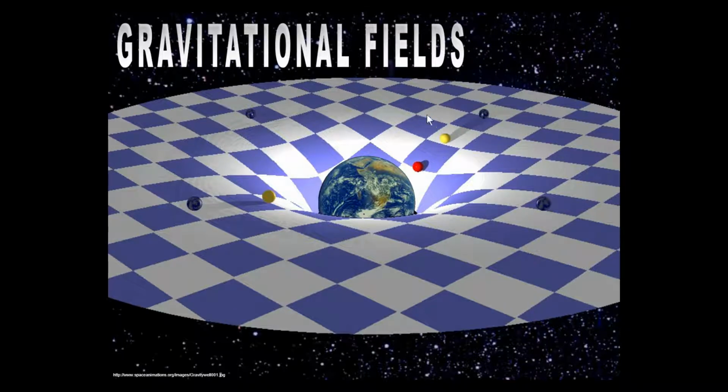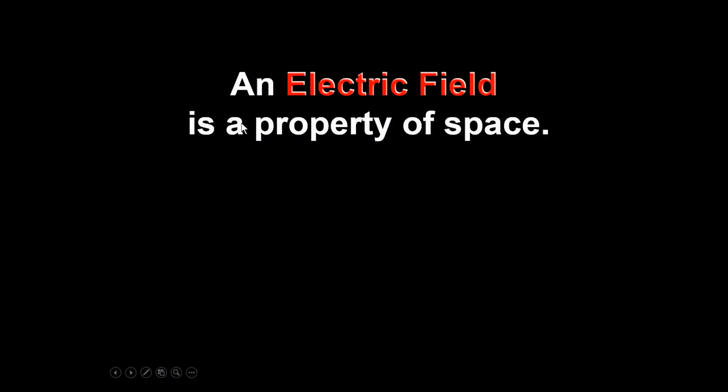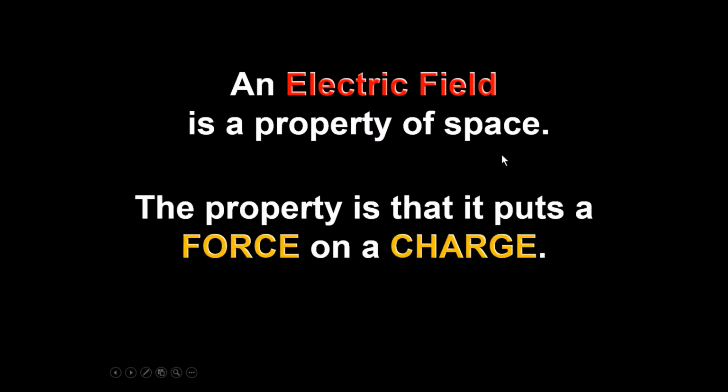So a gravitational field is a description of the space surrounding the Earth. And the property of a gravitational field is that space will now put force on things that have mass. And an electric field is also a property of space, where space is warped in a different way than gravity warps space. That property is that space will now put a force on a charge.